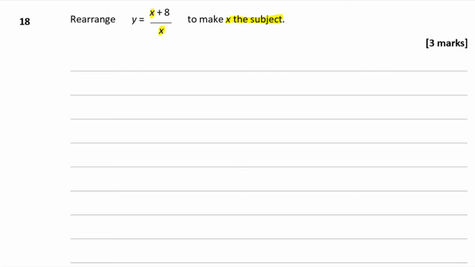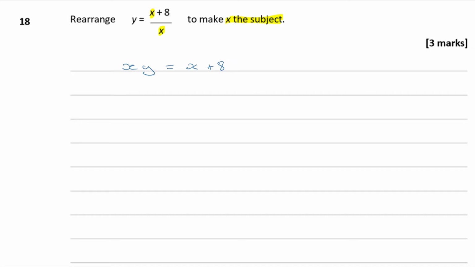When we've got situations like this, the first thing we need to do is collect all those x's together. I'm going to do that by multiplying both sides by x first, just to remove that denominator on the right. So times both sides by x, I'm going to get xy equals x plus 8, because the x is going to disappear on the right and arrive on the left.